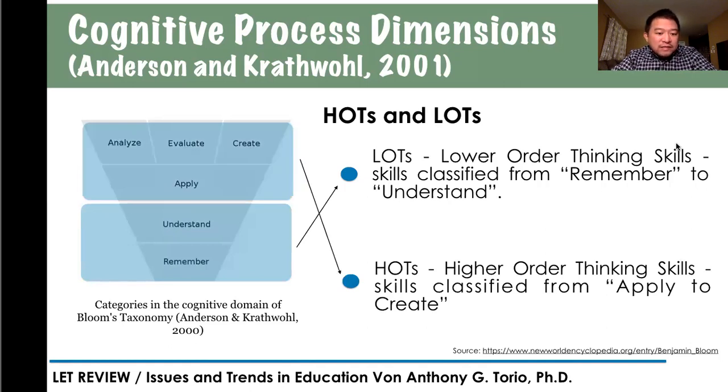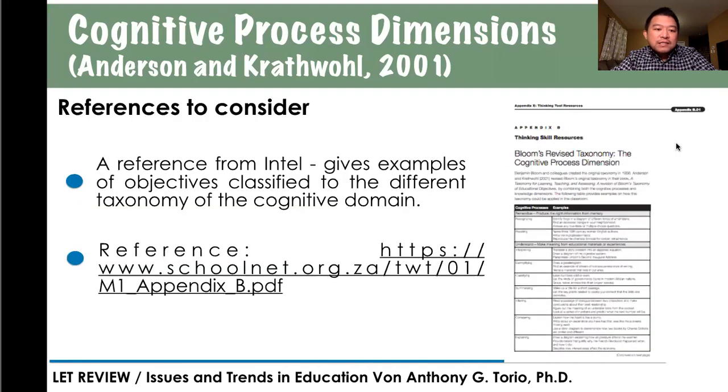And you'd notice that apply is separate from the remaining three. So which basically means that under HOTS, apply could be considered to be of lower level. And the remaining three are, of course, higher levels of the higher order thinking skills. To better understand the idea of the cognitive process dimension, there are references that I'll be including in the description link of my presentation, which includes the following.